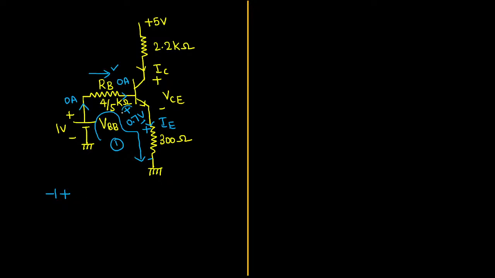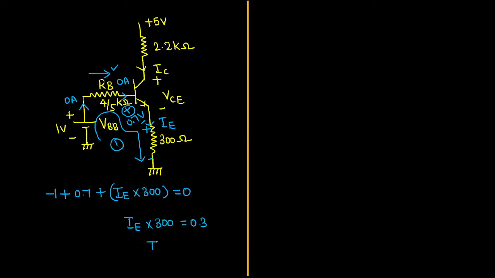Then for the base to emitter voltage, it is 0.7. Then plus emitter current IE into its corresponding resistor. If you multiply these two, you will get the voltage drop of the emitter. So overall value will become 0. Minus 1 plus 0.7 will be minus 0.3. If you pass the minus 0.3 to the right side, it will become plus 0.3. So I can write emitter current IE into 300 equals 0.3.